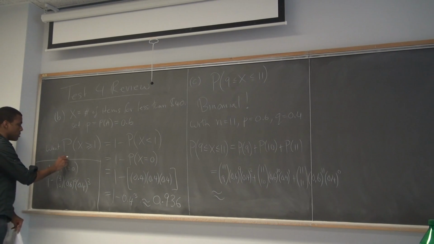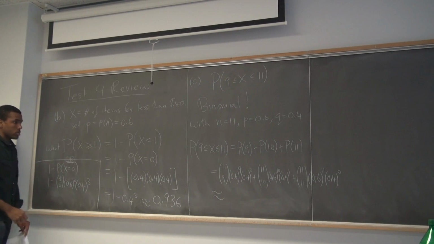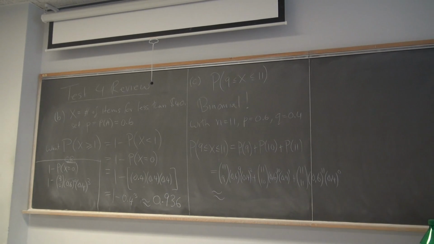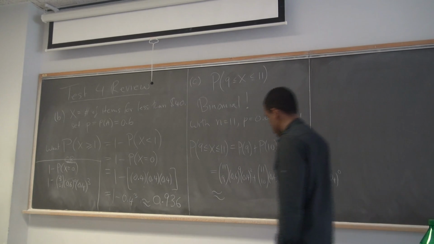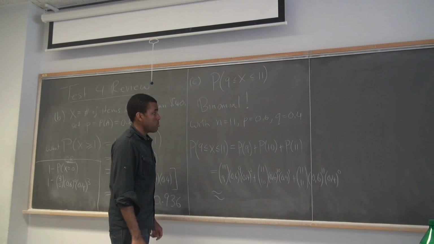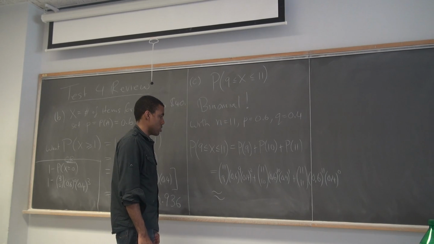This is just an alternative method here. From the beginning you notice it was binomial. You could have done everything with a binomial distribution. But for part C it's almost unquestionably the best structure you want to use to solve it.